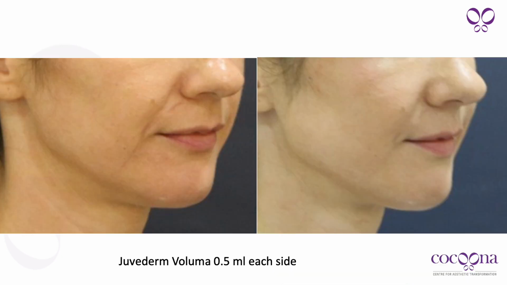So that's an example of a patient with grade 2 labiomental sulcus. 0.5 ml Juvederm Voluma has been injected in deep subcutaneous plane around the angle of the mouth and around the chin area to lift the labiomental fold. A word of caution again, this is a no-go zone because any filler in this area could cause aggravation of the fold. So it is mostly injected medial to the fold.